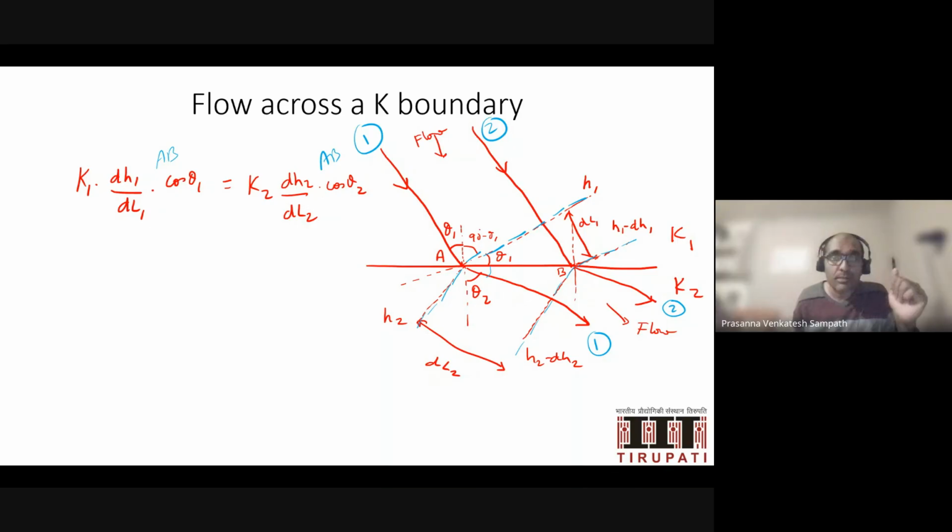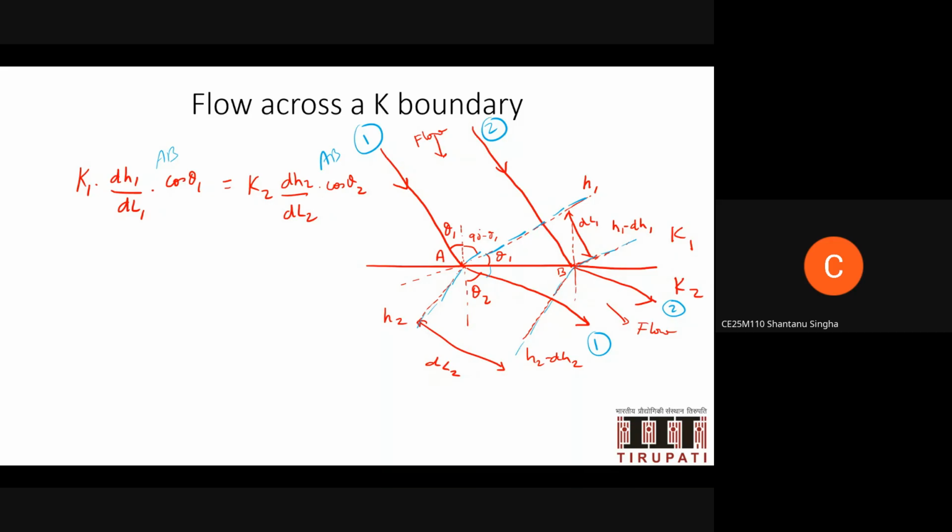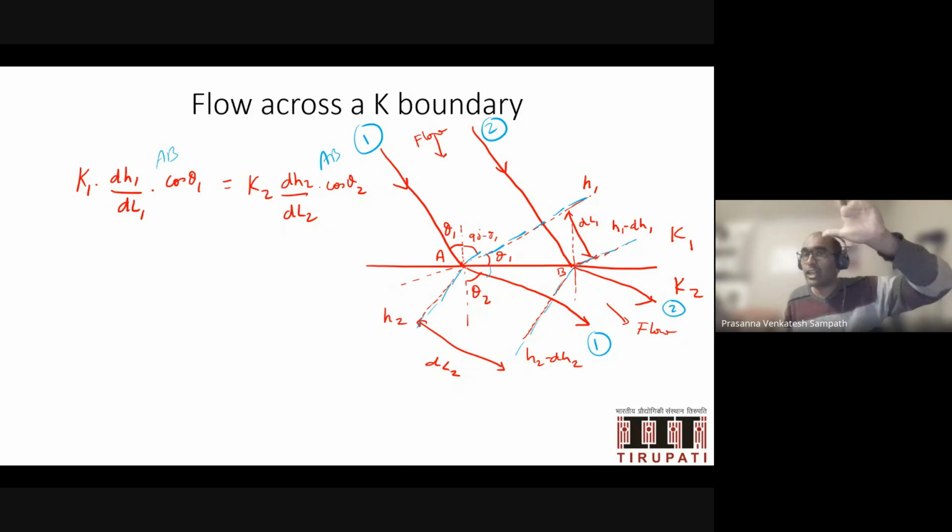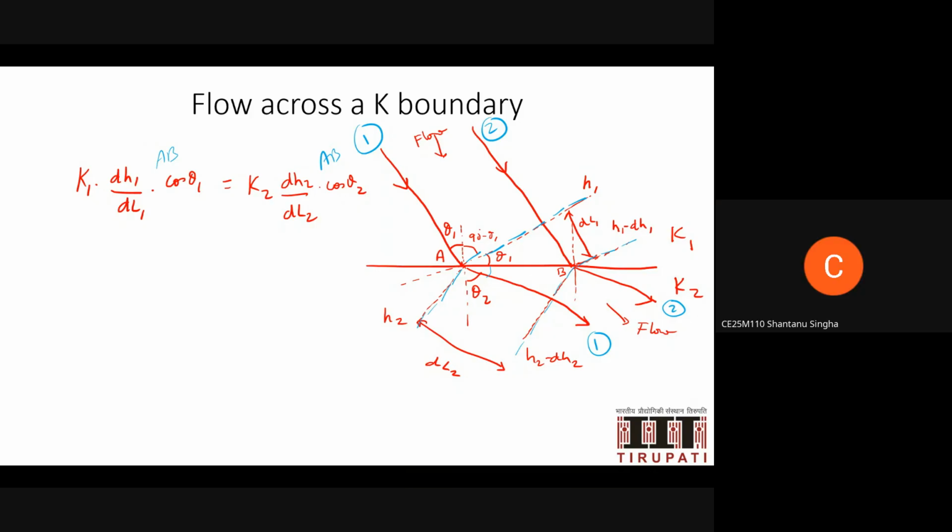Sir, is the soil isotropic or anisotropic? Here the medium changes from K1 to K2. That means the soil is isotropic or... Wait. Same soil. In region K1 it is isotropic, in region K2 it is isotropic, but there is a boundary between these two different soils, but the flow is happening through these two soils. Okay.